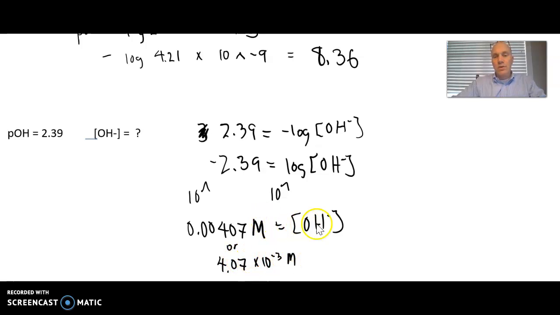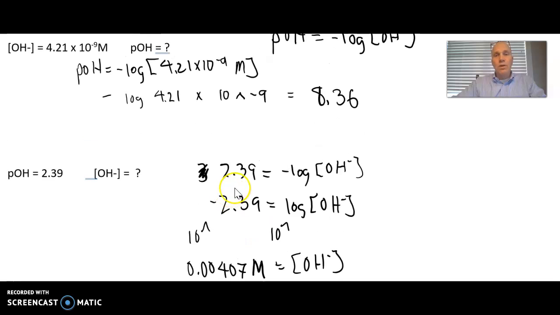Notice that since this is a molarity, you need to put a capital M here. That's to indicate the unit. Technically you could say moles per liter, but generally you just put capital M.